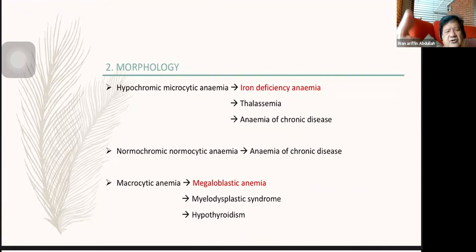For example, normochromic anemia is usually due to blood loss, due to bone marrow infiltration, due to decreased production, for example, red cell aplasia and all that. So you should try and combine. So hypochromic is due to ineffective erythropoiesis due to iron deficiency, and can be due to hemolysis as well, like thalassemia. But some hemolytic anemia, for example, autoimmune hemolytic anemia, shows normochromic normocytic. So you should try and combine them together, so that there won't be confusion.